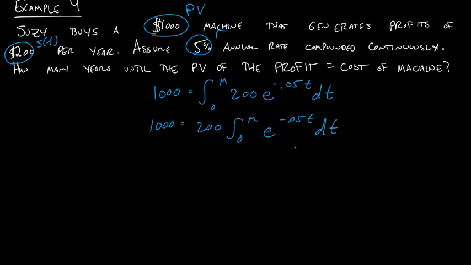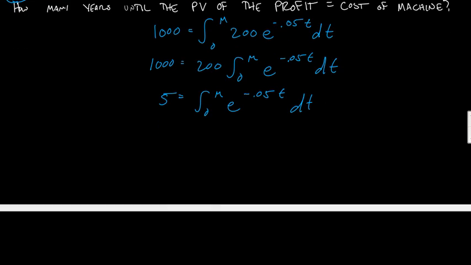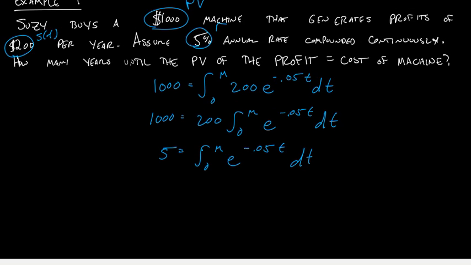And now I can divide each side by 200. So I'll just have 5 is equal to the integral from 0 to m of e to the negative 0.05 t dt. And so this is the point where, in most of the other problems that we've done, we probably would have been putting things into a calculator. But here we're not able to because this variable is not known. And just a word of warning, this is probably the way it's going to be on the final a lot, to kind of force you to not use your calculator. So how do we do this?